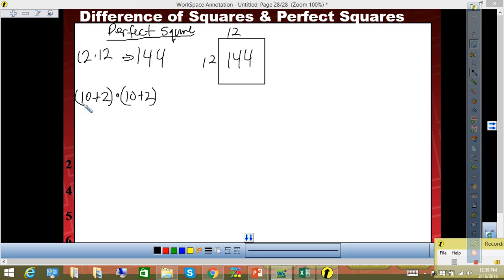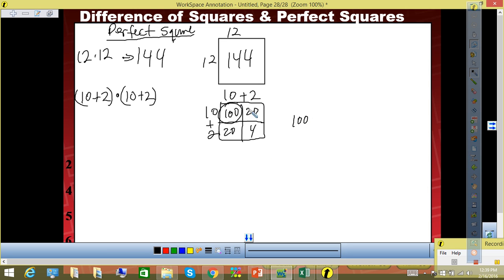So now check this out. If I rewrite it like this, it should start looking a little more familiar from what we've been doing. 10 times 10, that's 100. 10 times 2, that's 20. 10 times 2, that's 20, and this is 4. Therefore, this is 100, the middle terms together give us 40, and this is plus 4. And all of it should equal 144. So far, so good?